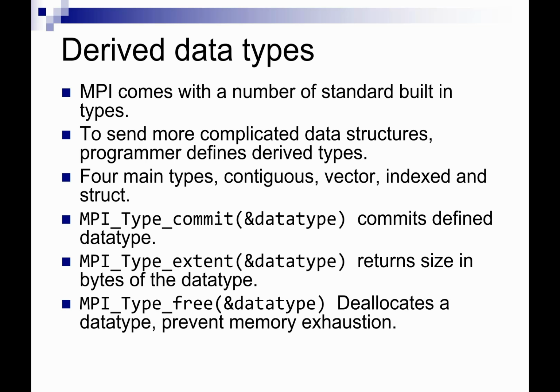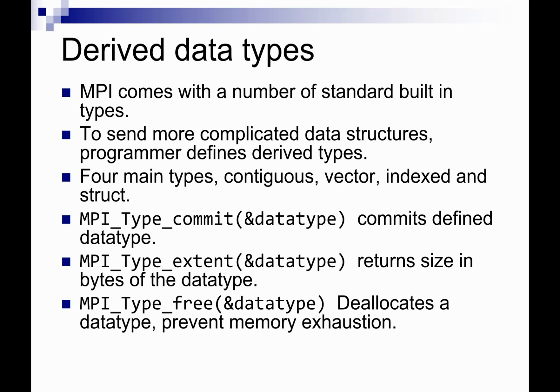Okay, so in order to define one of these types, you're going to define a data type, right? I'll show you how you can create the definition of these various data types, and after you've defined the data type, you're going to commit the data type. You're going to tell MPI that I want this kind of data type, so you're going to use MPI commit for that.